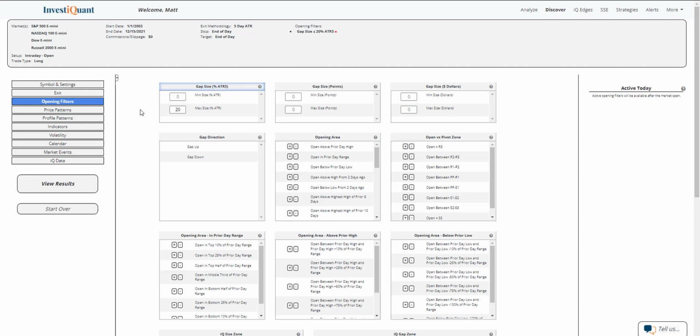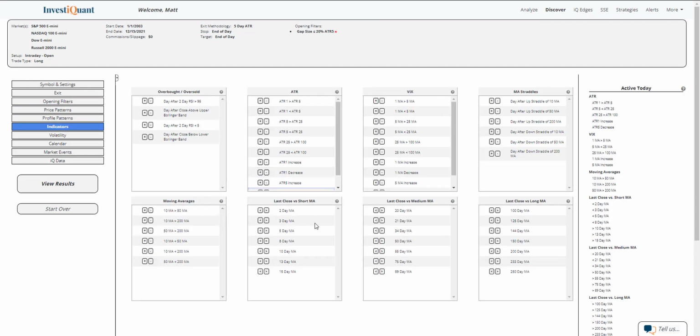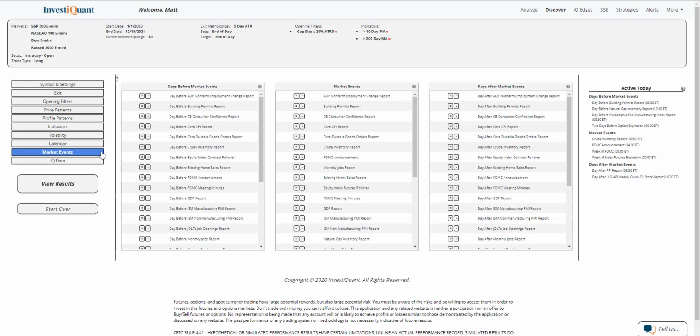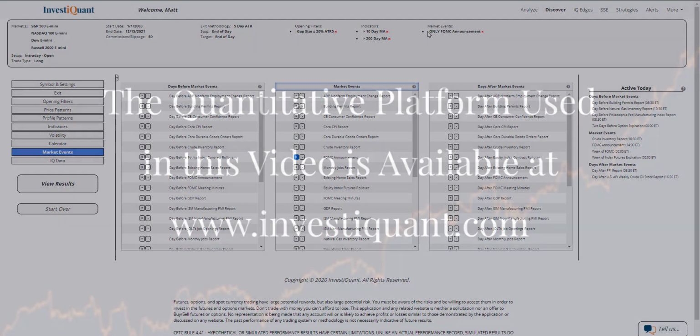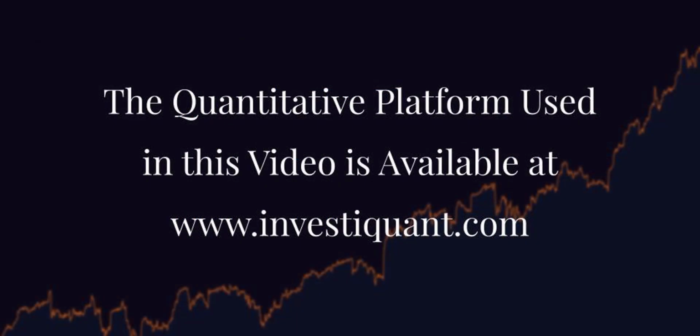And next, I'm going to go into the indicators. I'm going to say that we are in a bull market environment. Even with the sell-off from yesterday, we're still above a 10 and 200-day simple moving average. Next, I'm going to go into the market events library. I'm going to say that today is the day of the FOMC announcement. That comes from the market events library, right here, kind of in the middle of the page. I got equals next to that. You could also grab it from the active today. It would be right there. But that concludes everything that I need for this study. Now I can click View Results.